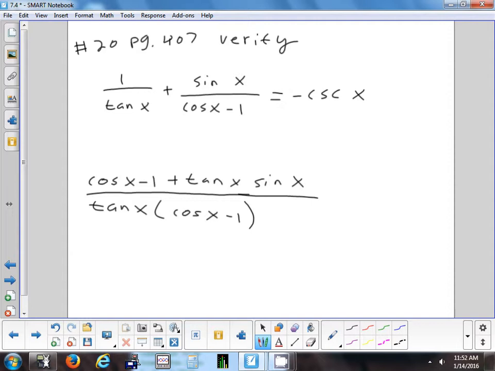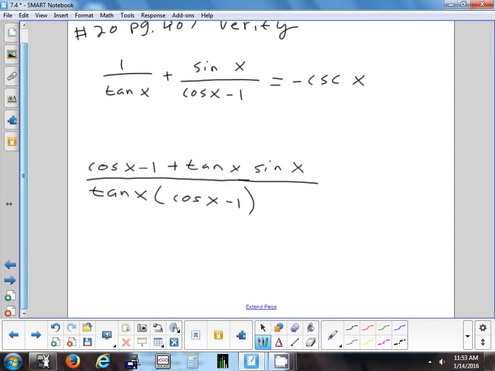Okay, so that was the first step. Next step, I tried changing to sines and cosines. And then there is something that cancels out, but not as much as you would hope. So keep the first part.